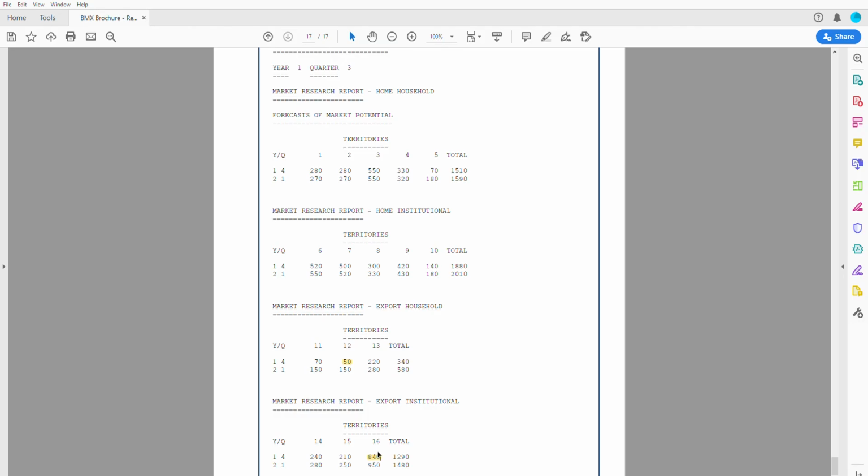In year 2, quarter 1, you can see that the numbers have changed. Territory 12 is looking a lot better. It's gone up to 150. And it's still pretty bad though. It still looks like it's about the worst. So these numbers are going to change as we go through the exercise. On average, the numbers are going to go up because we're expecting the potential to grow. But you need to keep your eye on this sheet to decide where to put your people and where to spend your advertising.